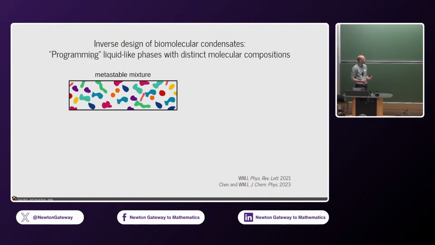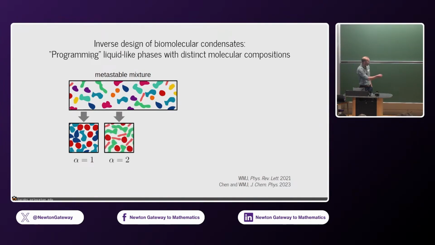So just to give you a cartoon of what we're trying to do here, imagine we have a mixture of many different components. These little blobs here represent different molecules, and I wish to encode different condensed phases. And a phase will be defined by the subset of these species that comprise the majority of the molecules in that phase. So this would, say, be phase alpha.